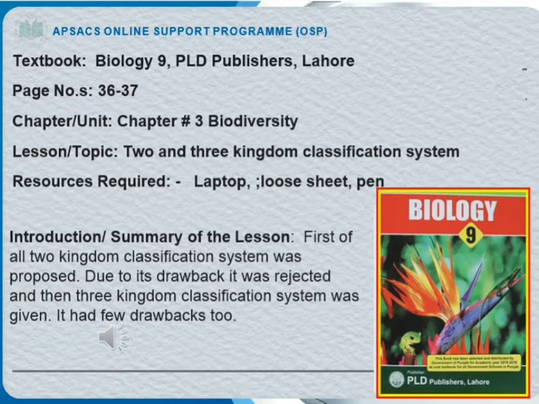Your textbook name is Biology for 9th class, PLD publisher Lahore. Here is the title of your textbook. And the chapter we are studying is chapter number 3, biodiversity. The page number is 36 to 37. The lesson topic is two and three kingdom classification system. Resources which are required are laptop, loose sheet, pen, etc.